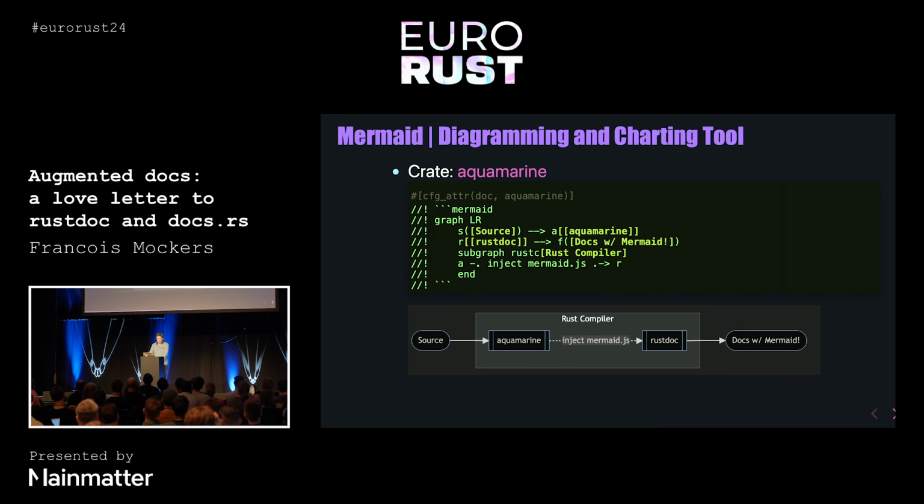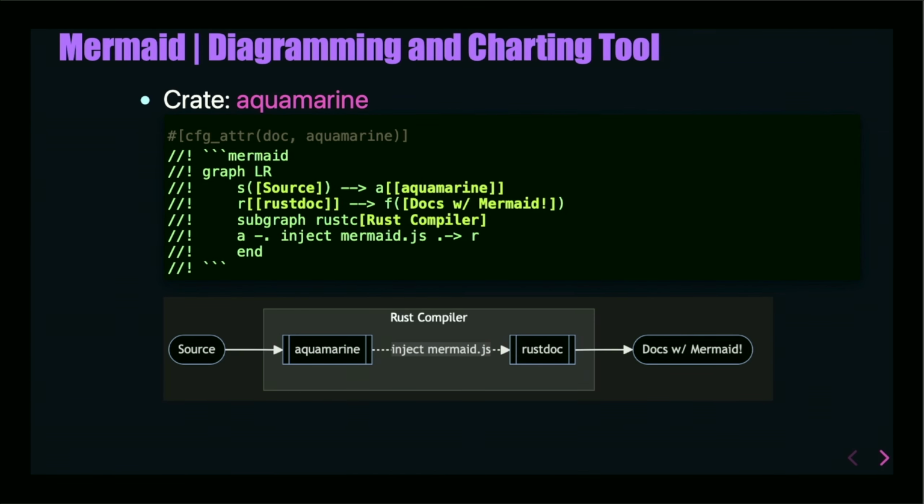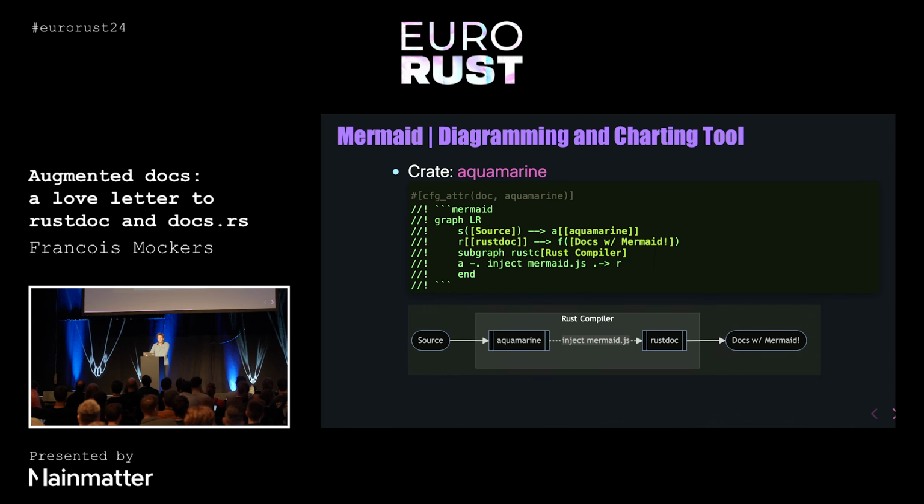So an example of that feature is Mermaid. Mermaid is a way to describe graphs in text form and to render them as graphs. There is a crate called aquamarine. When you add it to your crate and configure it to run only when building for docs, it will include the JavaScript to replace the graph. And when it's displayed on the website, the graph will be replaced by the actual graph, and it enables you to do much richer documentation.